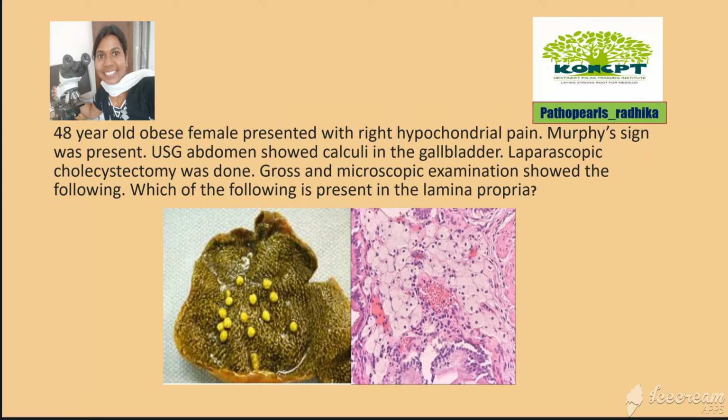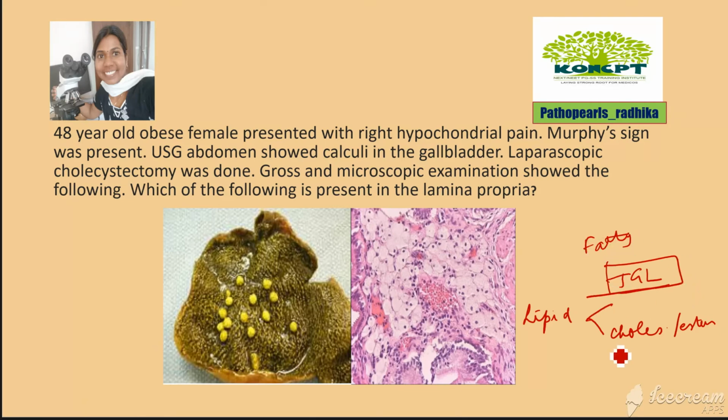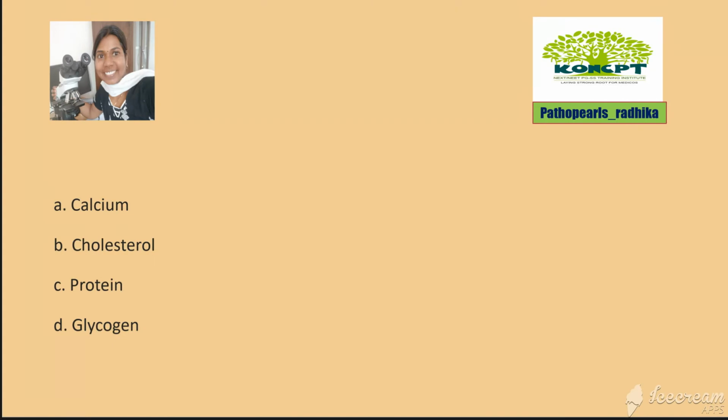So what is it? It's actually a type of lipid accumulation. When you take lipid, it could be a triglyceride accumulation or accumulation of cholesterol or cholesterol esters. Where do you get triglyceride accumulation? In fatty change of the liver. Whereas cholesterol can accumulate in atherosclerosis or in cholesterolosis of the gallbladder. Now tell me what's the answer. So the answer is cholesterol.